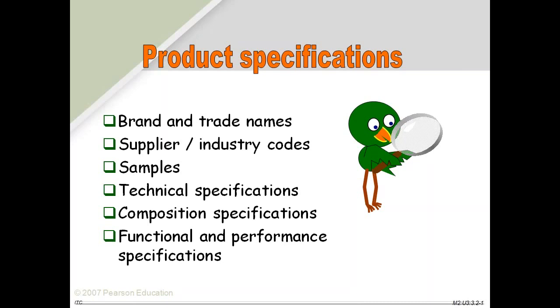Then for some of the material, we have industry codes around. Whether it's cement, whether it's steel, whether it's many of the materials around, there are industry codes around. So if you spell out the industry codes, then every supplier understands this product should conform to so and so code.